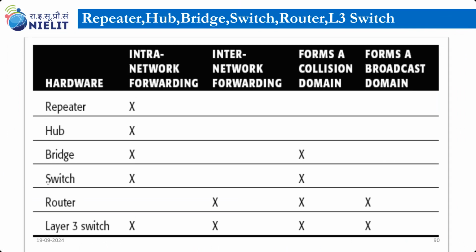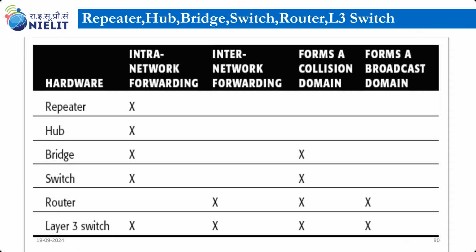Switch means we are talking about the L2 switch. A plain switch is normally considered a layer 2 device. But if you mention the L3 switch, this is a special switch having L3 plus L2 capability. So an L2 switch has the intra-network forwarding property, no inter-network property, forms a collision domain, and by default it has only a single broadcast domain.